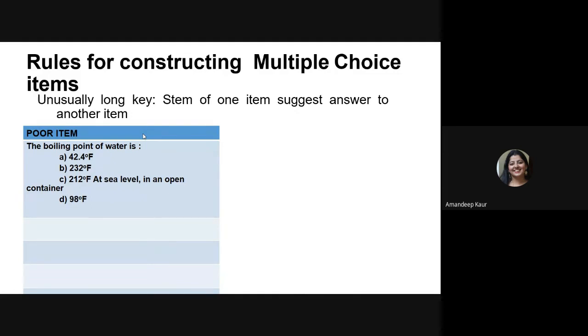Unusually long key, the student considers it a right answer. So the stem of one item suggests the answer to another item. For example, "The boiling point of water is" with options 42.4 degrees F, 232 degrees F, 212 degrees F at sea level in an open container, and 98 degrees F. So either the teacher needs to change the stem or reframe the options.